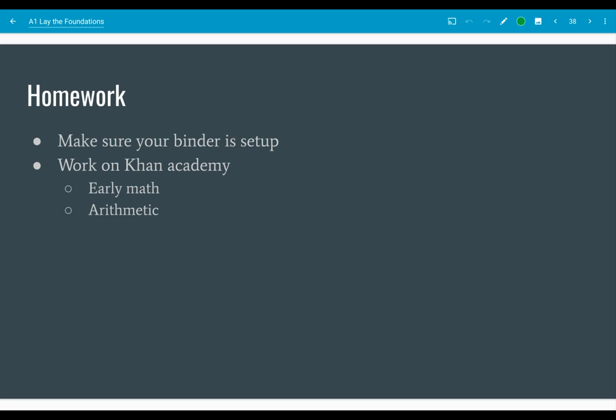So your homework, remember, keep working on early math and arithmetic. At the end of this week, we're going to take the ALEKS Initial Knowledge Check, and we'll be starting ALEKS next week.